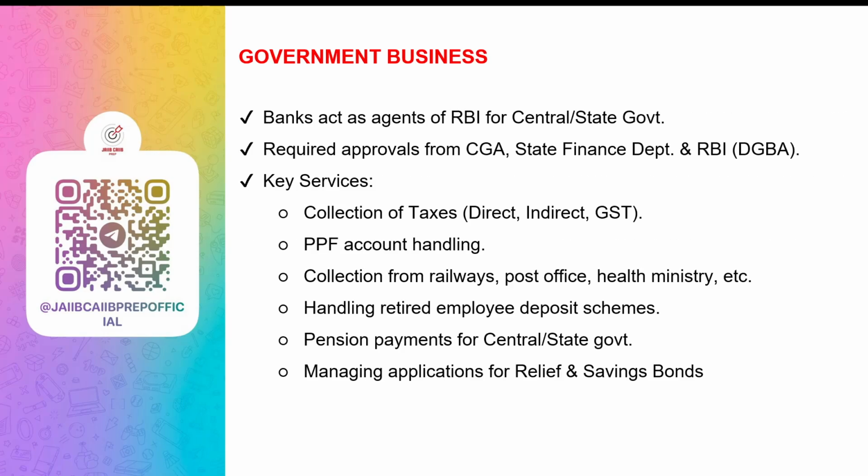Government business. In India, many financial transactions of the government, like tax collection or pension payments, are handled by selected banks. And these banks are called agents of the RBI. So, approval is required from CGA, from the State Finance Department, and from RBI itself. So, public sector banks and private banks are allowed to do government business.